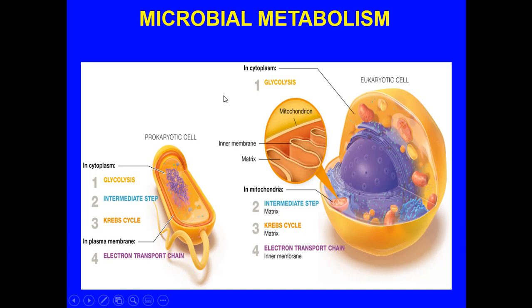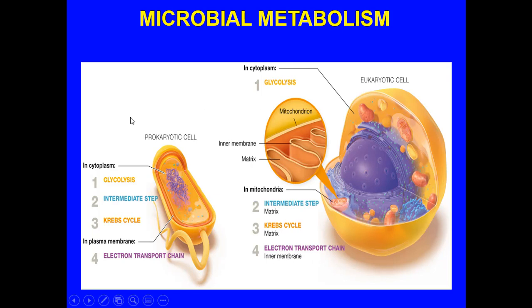So, what are we talking about here? Well, with the prokaryotic cell, we have to know where certain events occur. If you remember the eukaryotic cell, glycolysis is real easy, all in the cytoplasm. The intermediate step is in the matrix of the mitochondria. Krebs cycle, matrix of the mitochondria. Electron transport chain, inner membrane of the mitochondria.